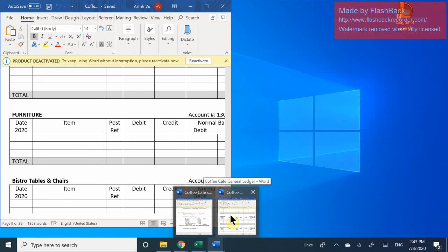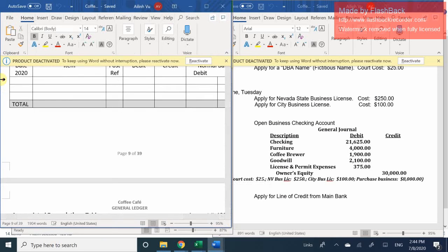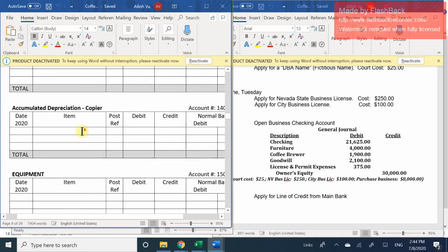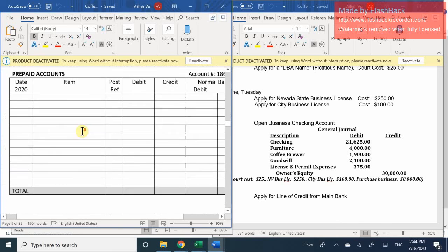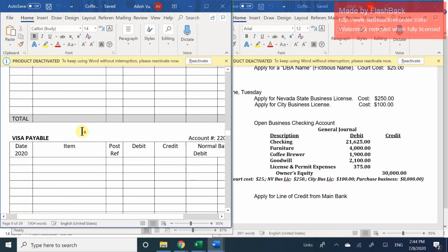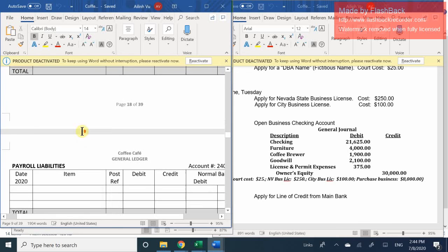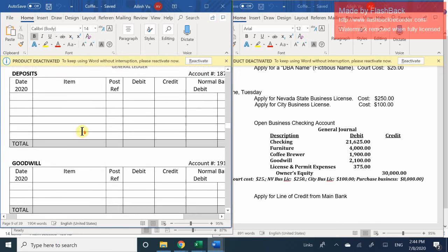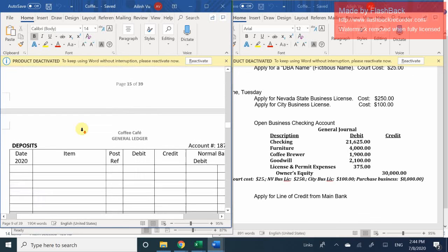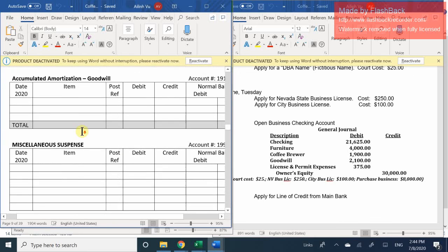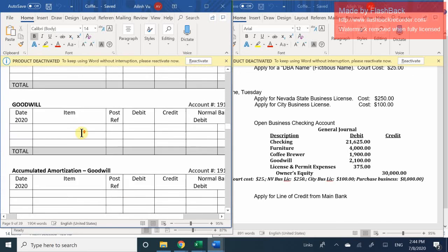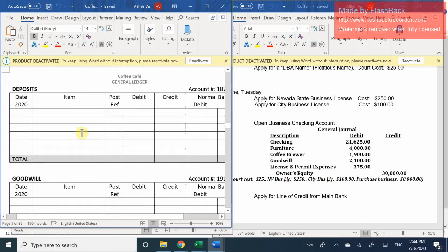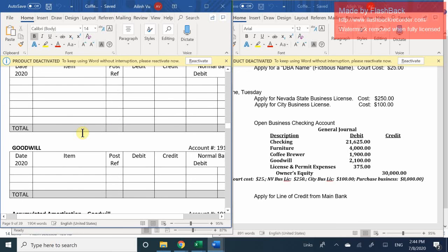Okay, so let me see. Did everyone find it? We're looking for Goodwill. Okay, I found Goodwill. It is on page 16. At the top of page 16 is deposits and then Goodwill right there. Okay, I see it.